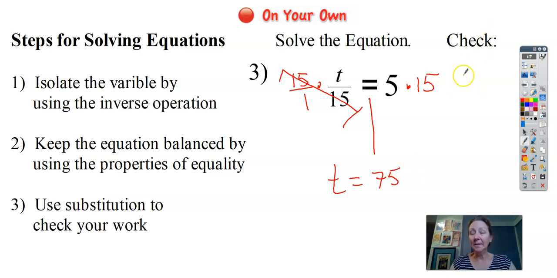And when I check it, I put the 75 back into the original equation. So it's 75 divided by 15 equals 5. I can use a calculator. 5 equals 5. Check. I'm going to put the little C.